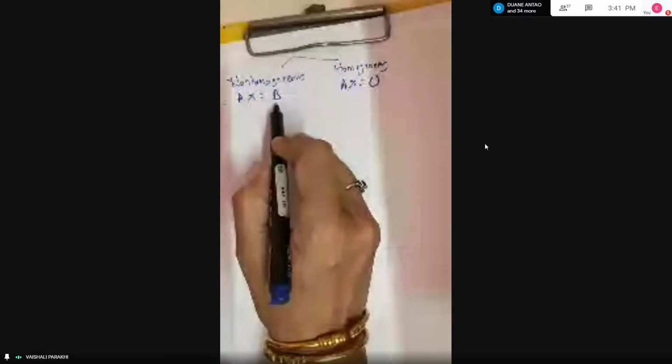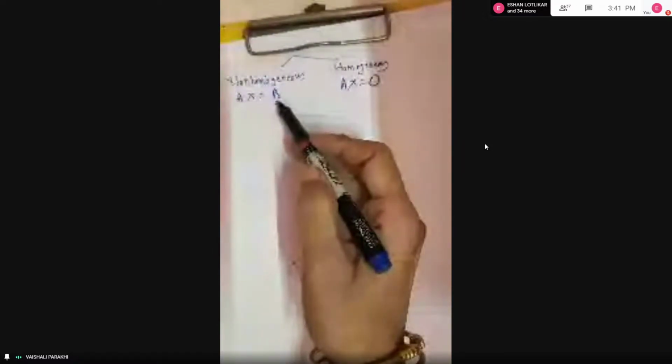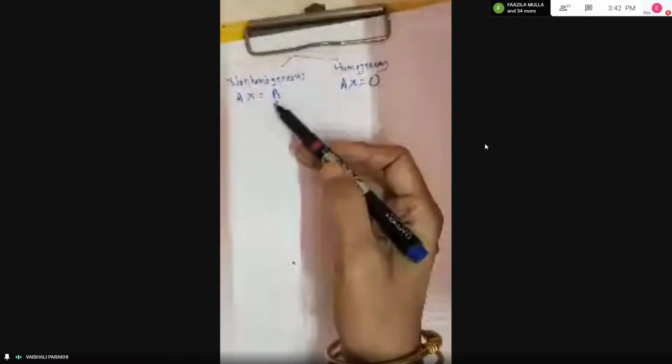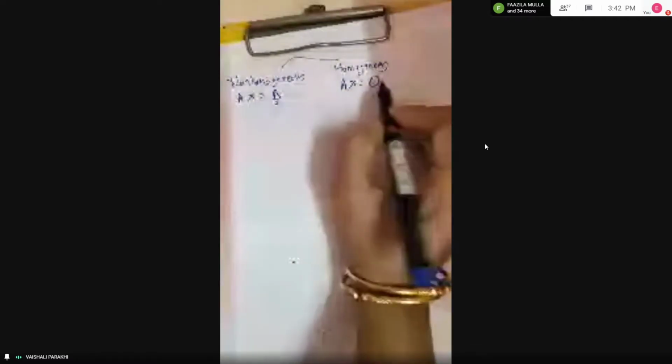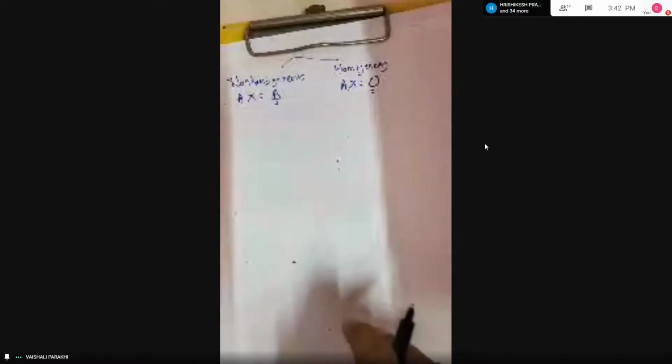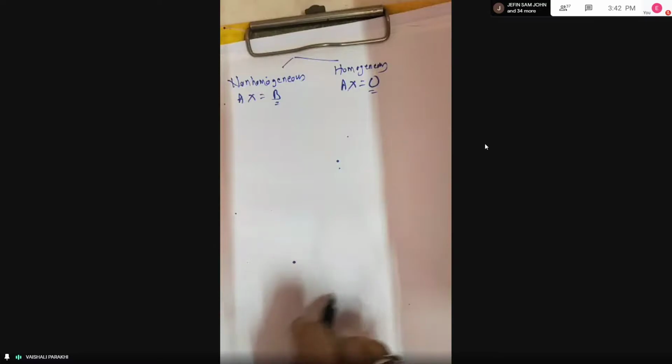What is the meaning of matrix B? B means it is a matrix of constants. In this matrix B, there may be some zeros, but not all zeros. But in the other case, the right hand side matrix will be the null matrix, all zeros. Okay, now let us do one by one.